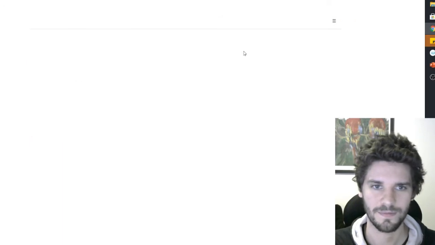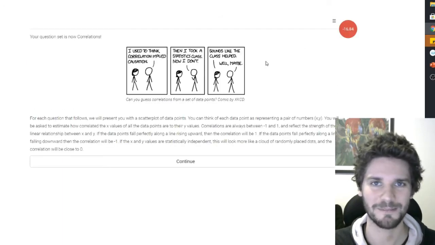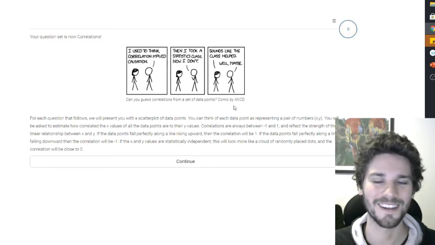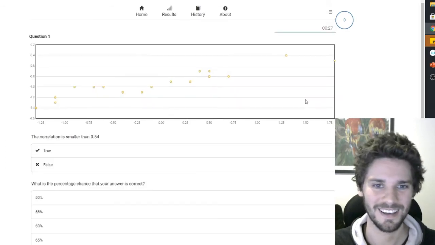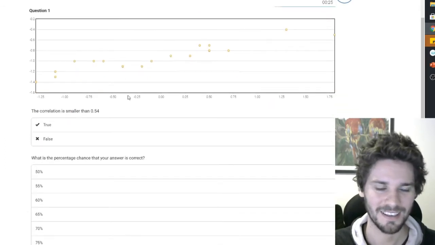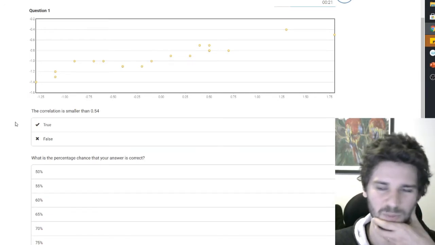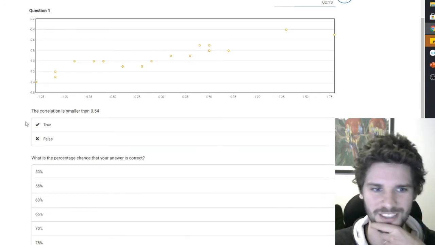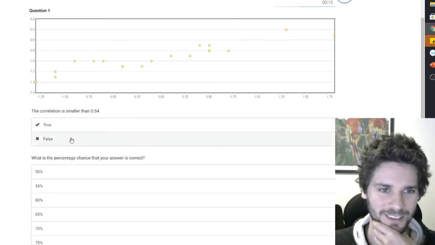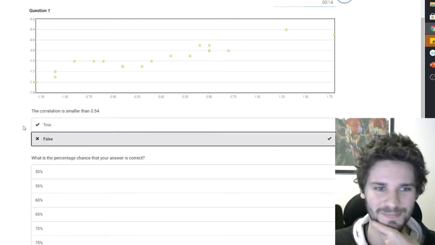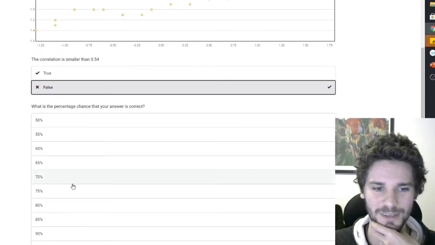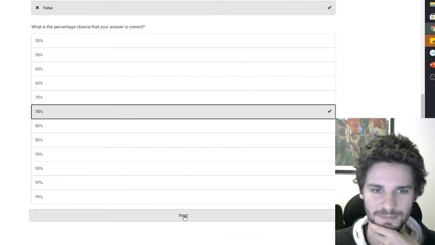So, correlations. I don't think I've actually played this since I reset. This is really fun. Essentially what you do is you just look at a scatter graph and you have to guess the correlation. So this is quite good. Okay. Well, we have to say whether it's true or false, and then we have to say what chance correct. Is this correlation smaller than 0.54? Doesn't look like it. So I'm going to go with no, it's not. And I'm relatively confident. I'm going to go like 75% confident.